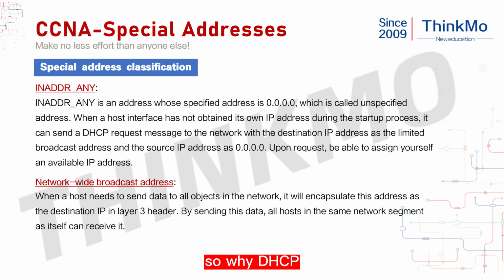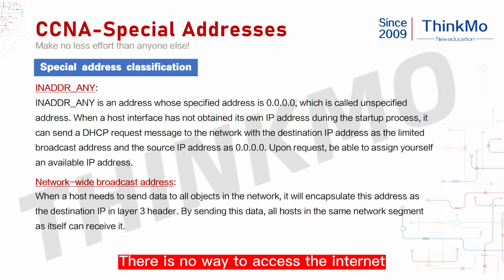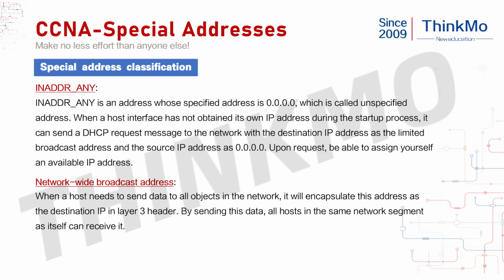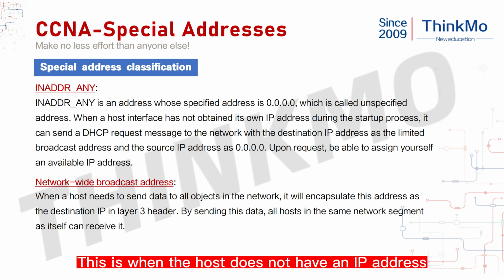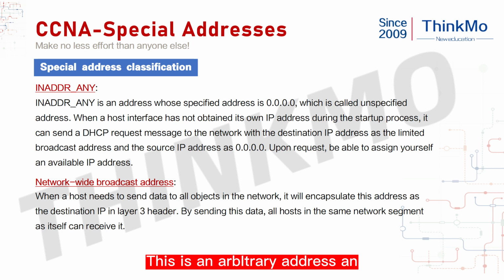So why DHCP? First of all, the local machine does not have an address. There is no way to access the internet. So you need to get the address. You need to use an unspecified address to request the IP address as the source address. It is used as the source of sending packets. Simply put, this is used when the host does not have an IP address, to send a message. This is the any address, the unspecified address.